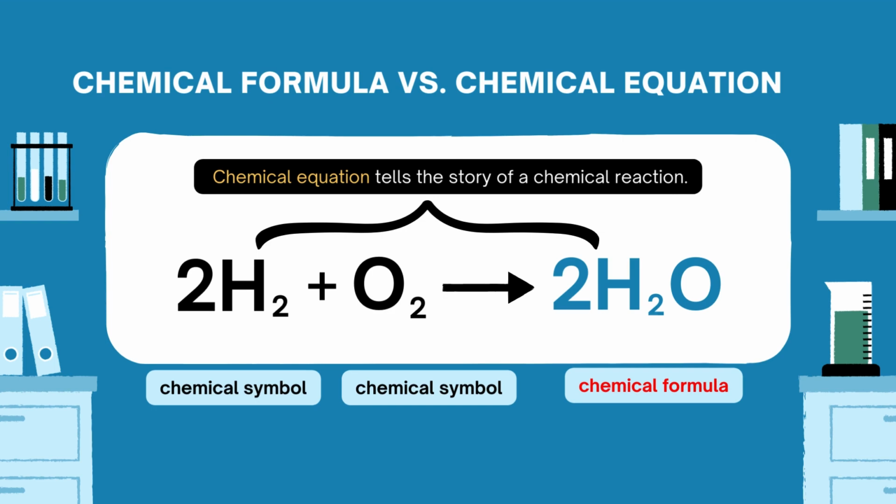In the illustration, as you can see, hydrogen and oxygen on the left side pertain to the chemical symbols. Chemical symbols are used to represent the elements. On the other hand, on the right side of the chemical reaction, you can see H2O. This is a chemical formula. A chemical formula is a shorthand way of writing the name of a chemical compound. If you look at the whole chemical reaction, this shows a chemical equation. The chemical equation tells the story of a chemical reaction.